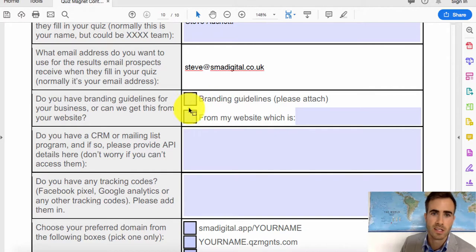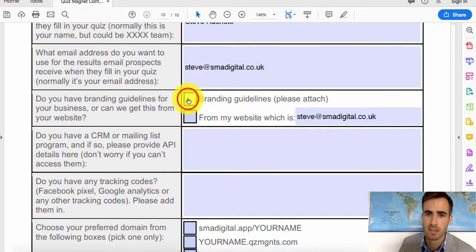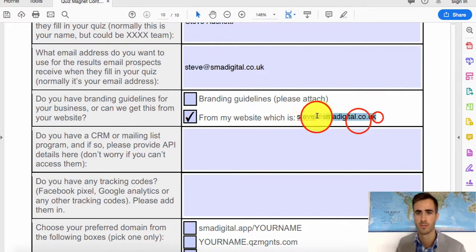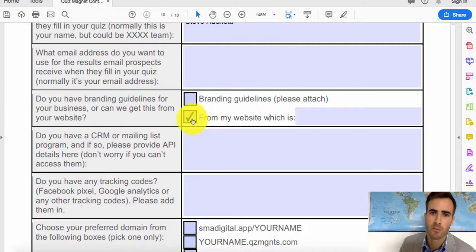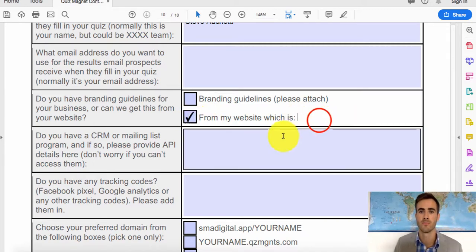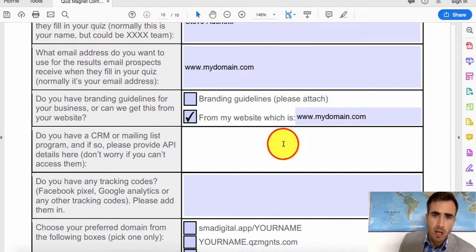Do you have branding guidelines? If you do, just tick that one and then attach that. From my website, I don't know why that just popped up in this example, but if it's just from your website that we're going to get the branding guidelines from, put that into here, in terms of your website address, mydomain.com, whatever that might be.